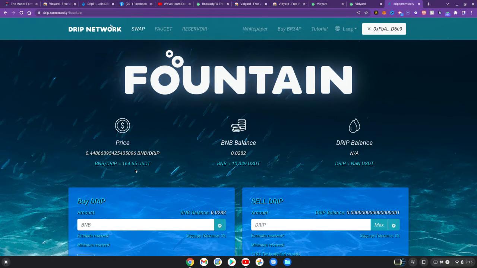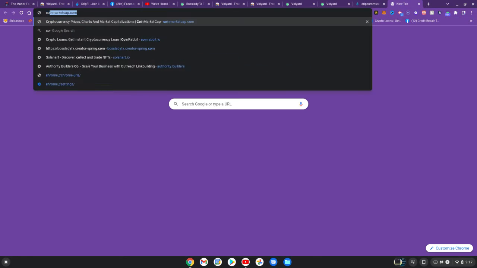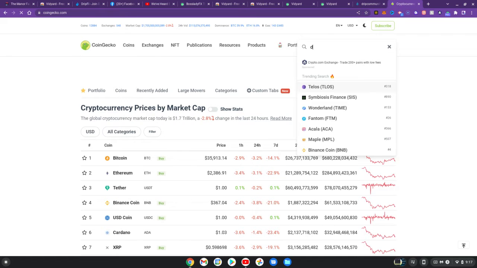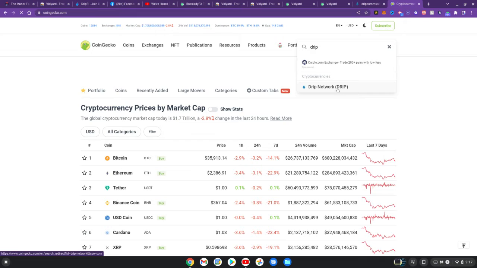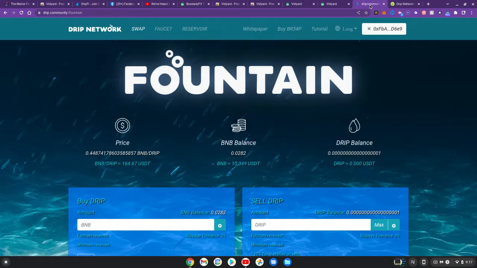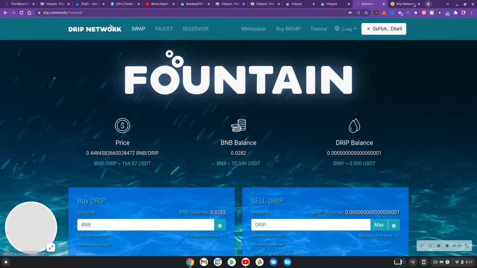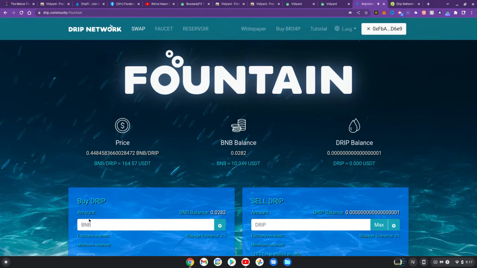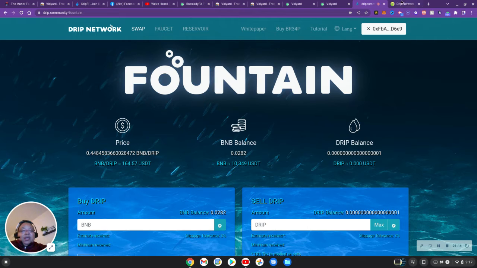It goes up and down because it's the market, okay? And if you look at CoinGecko, which will have the PancakeSwap price of drip, it's going to be a little different because it's two dexes. Two different prices, two different dexes. The community has its own dex. So this says 160, and this one says 164. You can buy drip on PancakeSwap at this price, or you can buy drip right here. It's like two different dexes.